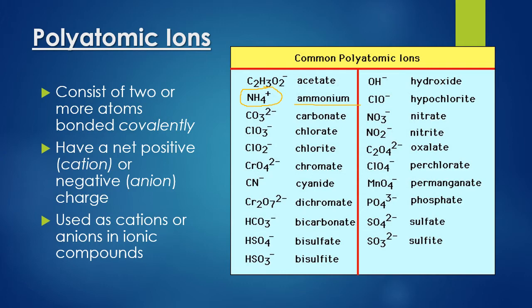Another thing I want to point out is a lot of these names are similar. Let's look at the last 2 in the table. We have SO4 with a 2- and SO3 with a 2-. Notice they only differ by 1 oxygen. The names themselves, sulfate for SO4 and sulfite for SO3, only differ by 1 letter. So be very careful when you're naming these compounds, because even just 1 letter difference or 1 oxygen difference can make the answer go from right to wrong.